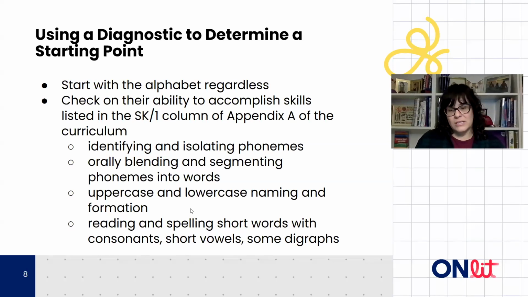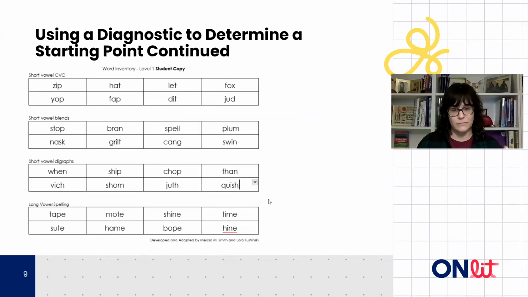That was the very first thing that I wanted to check to see if they were able to do. So again, this comes directly from Appendix A, the SK1 column. These are the skills that I'm using my diagnostic at the very beginning of the year to make sure that they can do. So like I said, Core Phonics is a great one. It's easily available online. Really Great Reading is another place where they have a lot of free diagnostics.